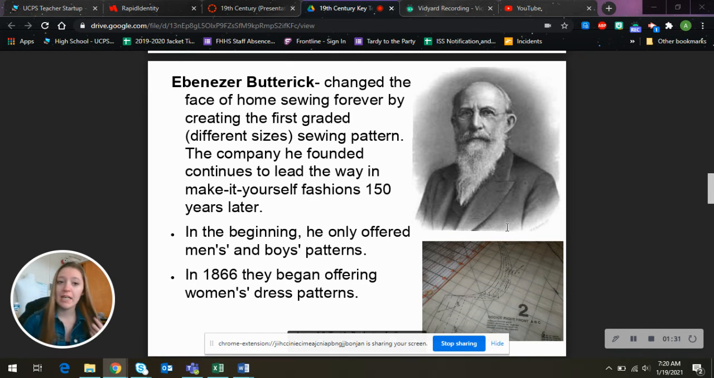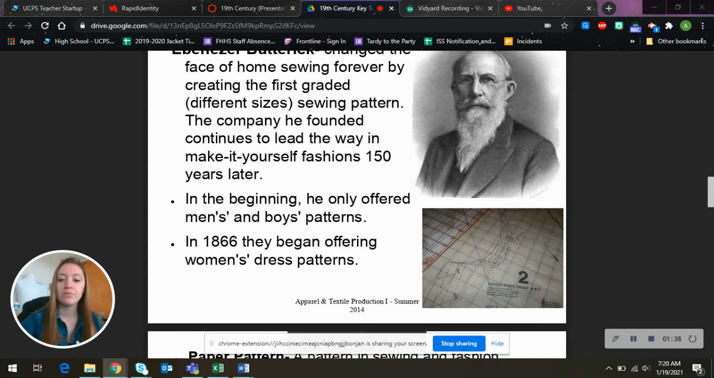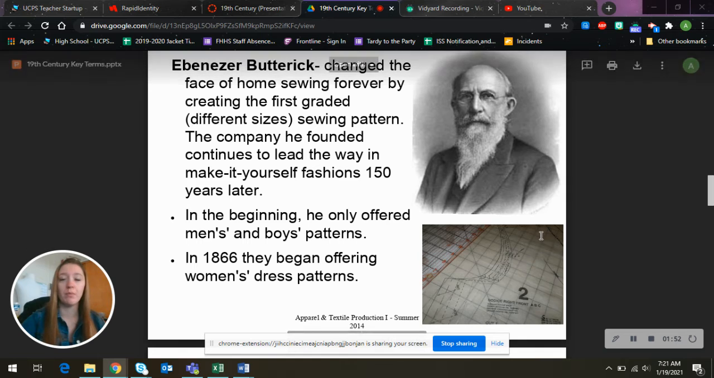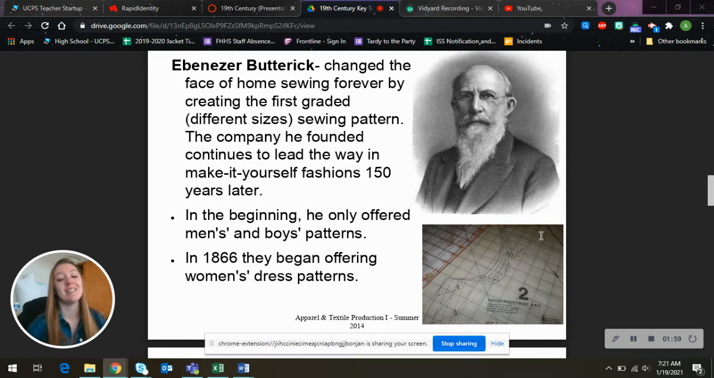So our next person is Ebenezer Butterick, and he changed the face of home sewing forever when he created the first graded pattern, which looks like this right here. A pattern is like tracing paper almost, and you lay it down on top of your fabric and you cut that out and it's already sized, and then all you have to do is sew it all together. So this helped women mostly because women were the ones who were the homemakers and were sewing at home. And in the beginning, he only offered men's and boys' patterns. And then in 1866, because of his wife, he began making women's dress patterns.